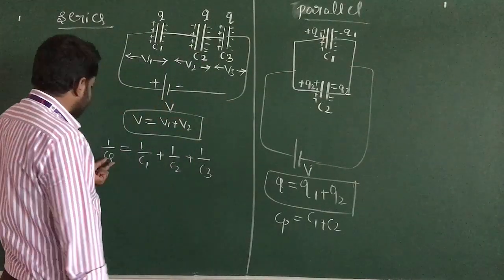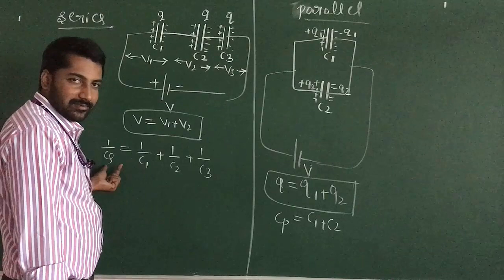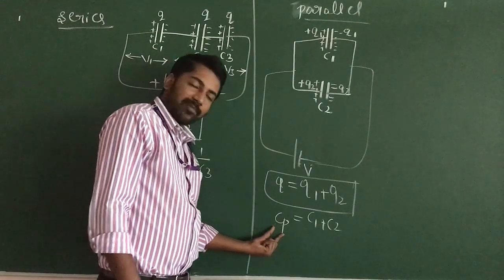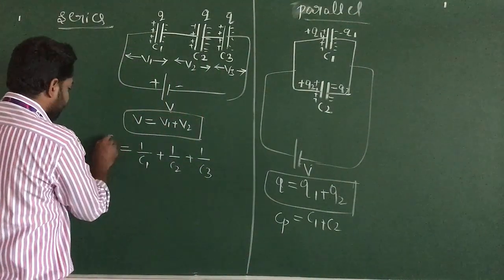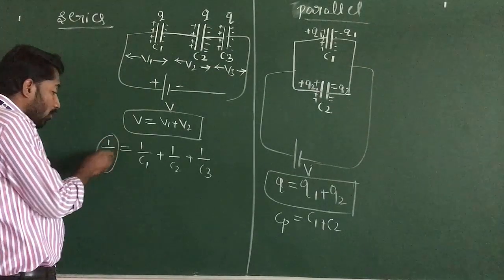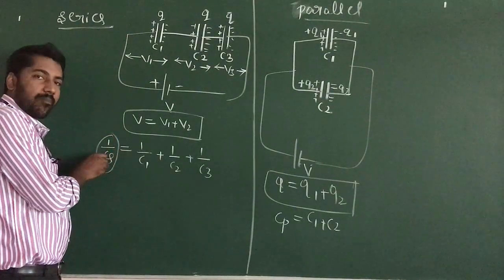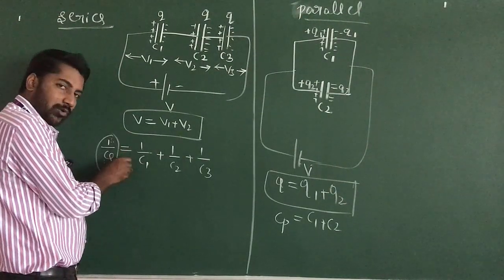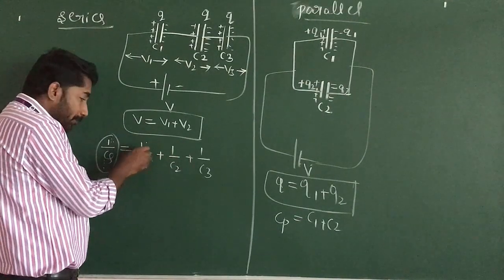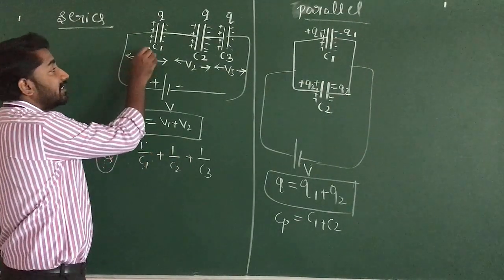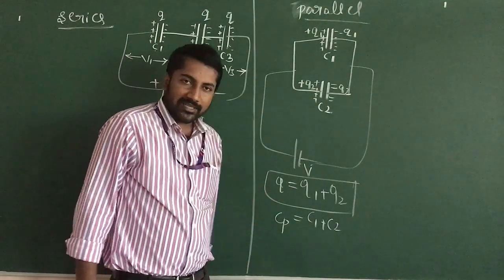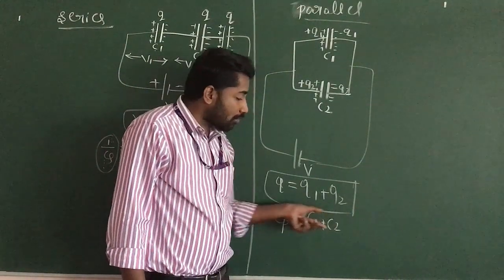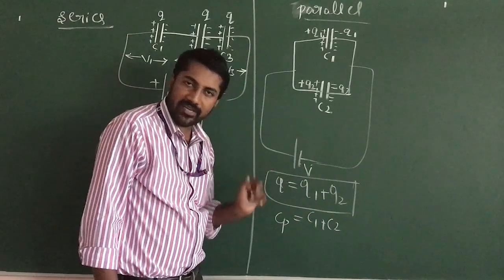Here, Cs is the effective capacitance of a series circuit, and Cp is the effective capacitance of a parallel circuit. In this case, 1 divided by Cs means the reciprocal of the effective capacitance of a series combination. The reciprocal of the effective capacitance of a series combination is equal to the sum of the reciprocals of the capacitances of each capacitor. The effective capacitance of a parallel combination is equal to the sum of the capacitances of each capacitor. There is no reciprocal in this combination.